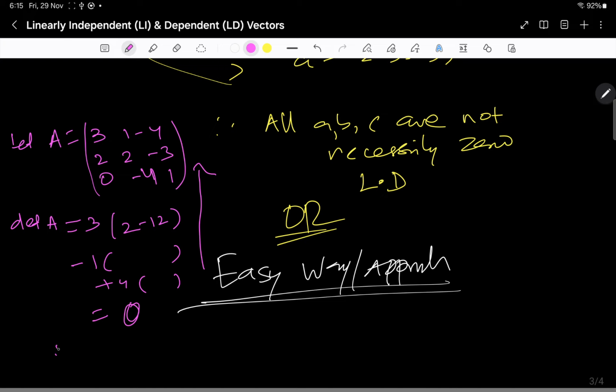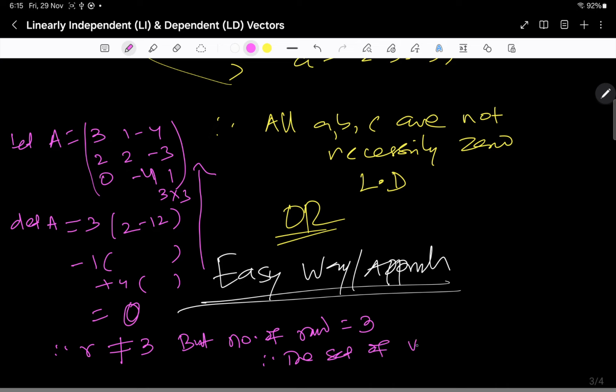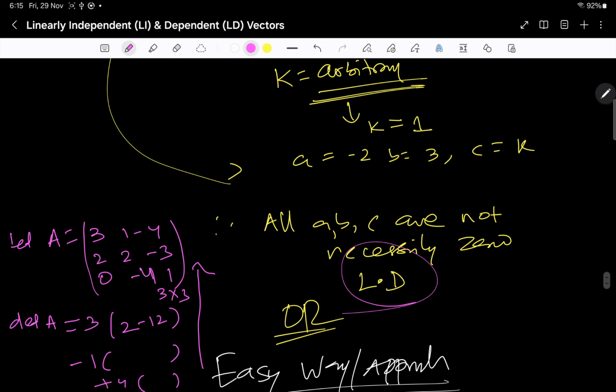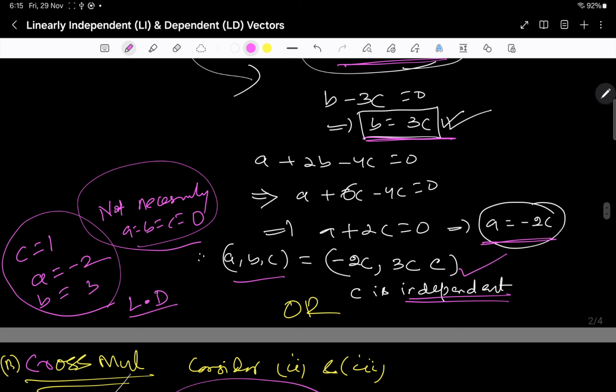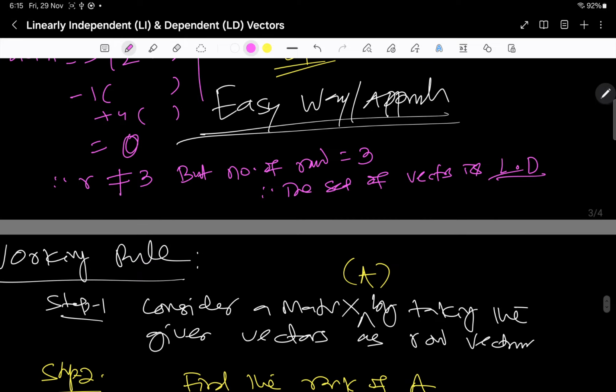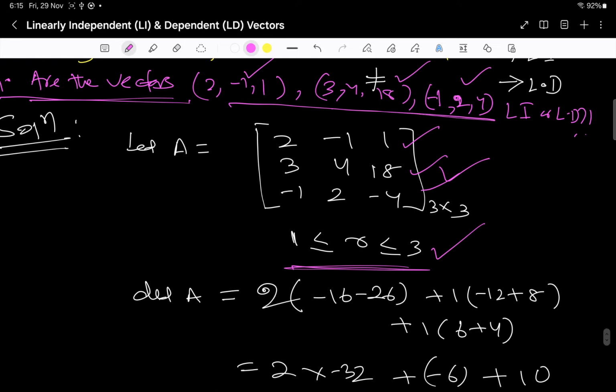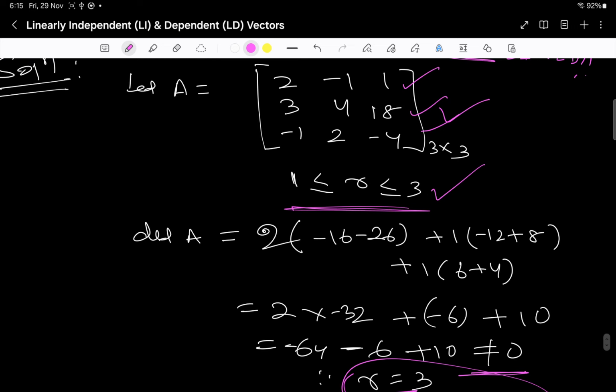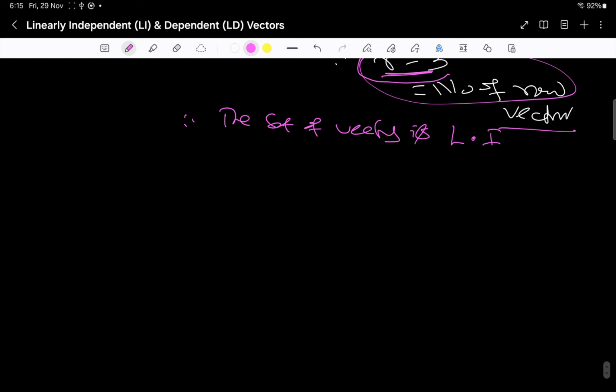So the rank is not equal to 3, because it is a third order matrix. The rank is not equal to 3, but the number of rows is equal to 3. Therefore the set of vectors here is LD. By this technique we got LD, and by the other technique we also get LD. So this is the easy approach to get it. Now let us solve some more examples. Also I will tell you some important remarks in this regard.